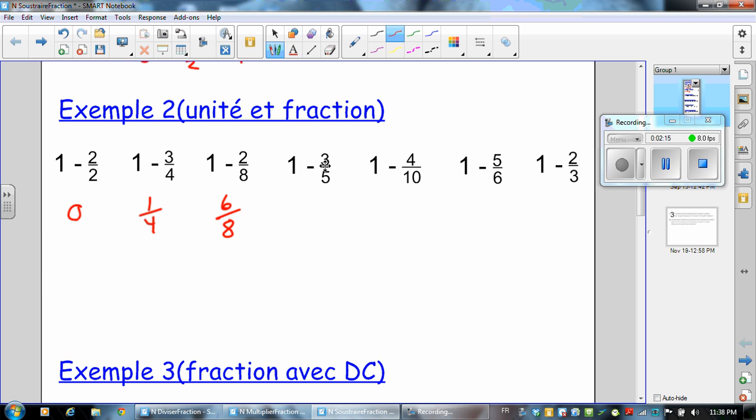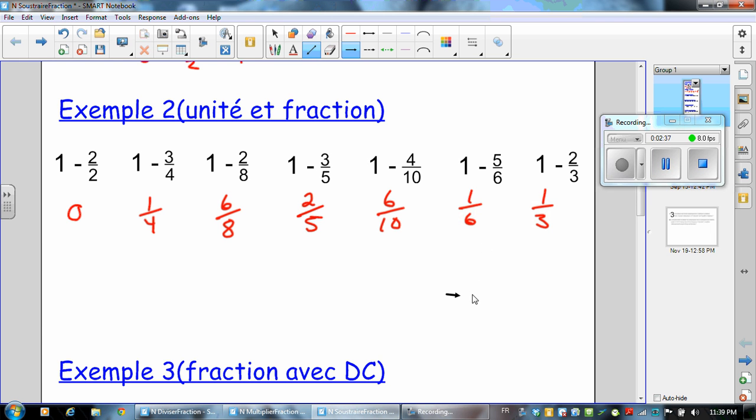The difference here between 3/5 and 1 is 2/5. The difference between 4/10 and 1 is 6/10. The difference between 5/6 and 1 is a sixth. And the difference between 2/3 and 1 is a third. Again, if you struggle with these, I recommend using a number line.